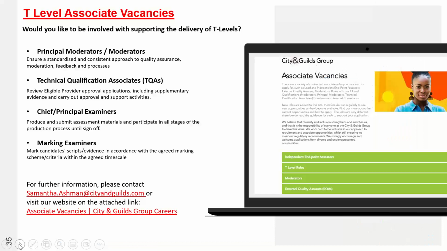As always, with any new qualifications that we develop at Sitting Girls, we like associates to work with us. And again, we are looking for markers, examiners and moderators. So if you think you've got the actual role, you think your expertise is going to suit this qualification, then do get in touch with myself or look at our associate vacancy website.